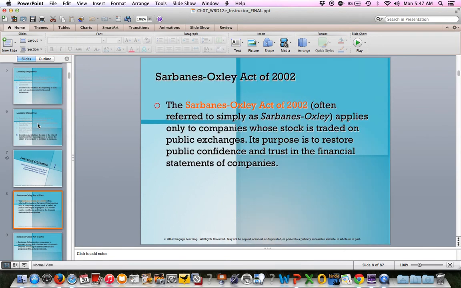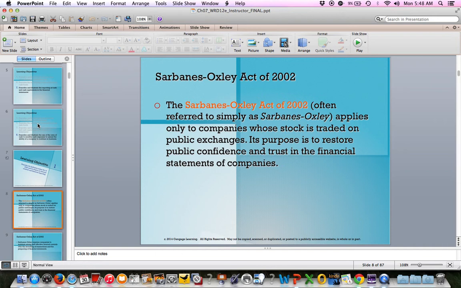And we can see right here, it was passed back in the summer of 2002 by the Bush administration, named after two congressmen. Paul Sarbanes was from the Senate and Michael Oxley was from Congress, from the House of Reps, and it applies to companies whose stock is publicly traded. Okay, so any company that you and I can go and buy the stock of through Scottrade, E-Trade, any brokerage service, that company is subjected to the Sarbanes-Oxley law.